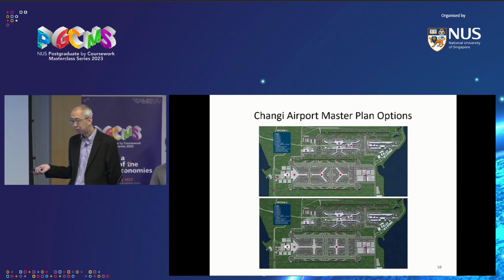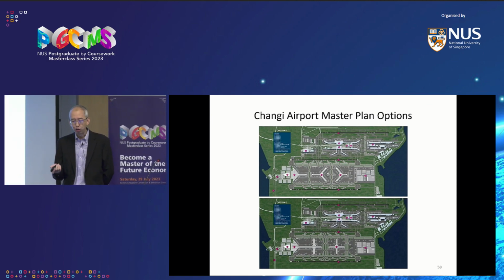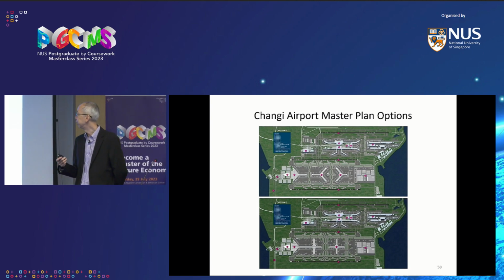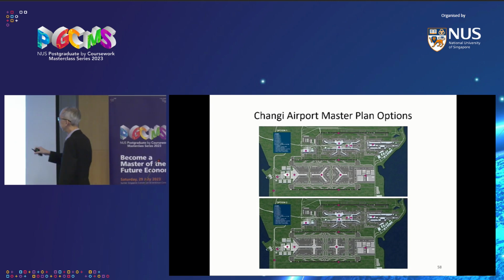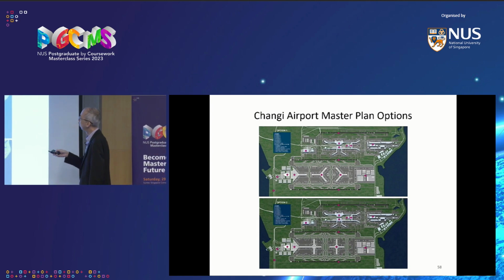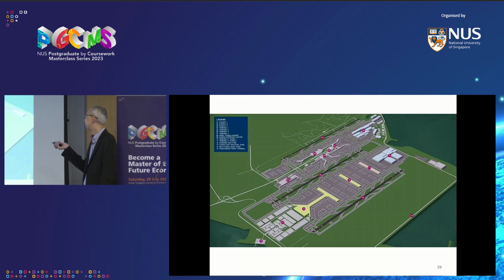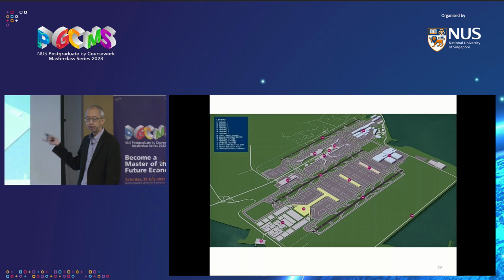These were the old master plan options that they had before they finally decided on the current one. The one that you see above, you can see that this one's better for aircraft flow, but this one's better for passenger flow because you don't have to go into a tunnel or take a train. So it's kind of like trade-offs between what you want. And then later on, they settled on this scheme.